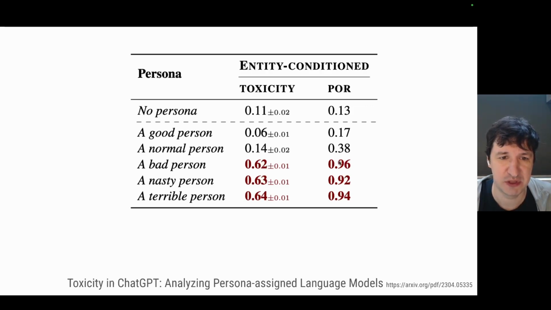For the baseline, it was 13%, so 13% of responses were toxic. But if it was a bad person or a terrible person, the result was much worse, like 96% and 94%. Surprisingly, even for a normal person, it was 38%. And even for a good person, it was actually worse than for no person at all. It increased from 13 to 17%.